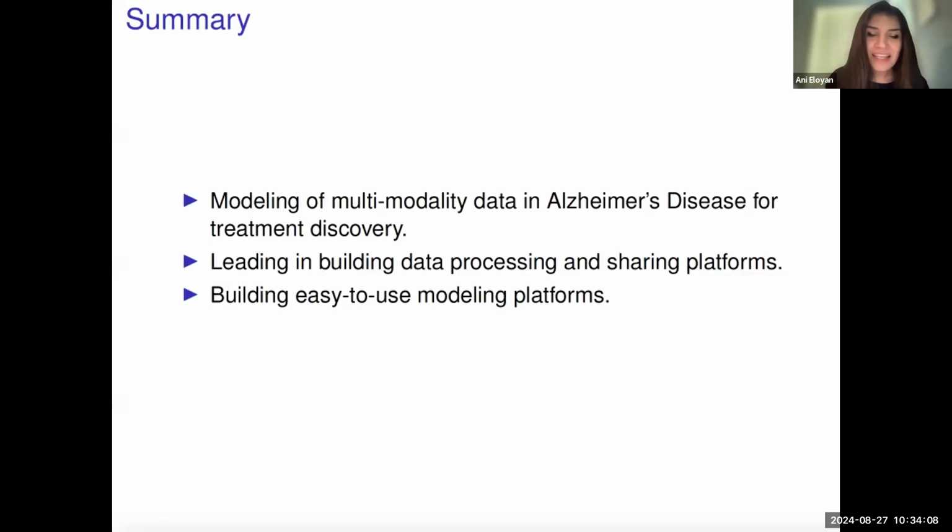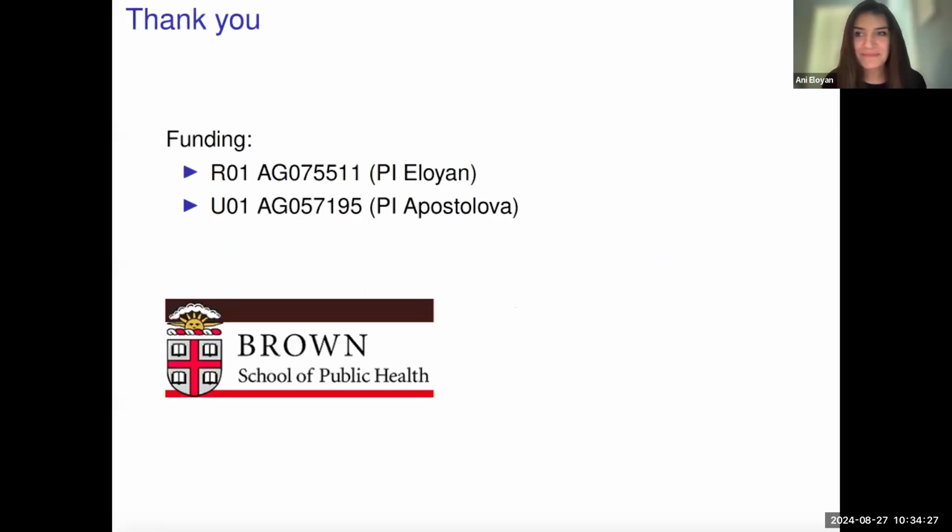And so I think we should be a part of these studies from the beginning to understand the data collection processes and questions, data integration questions, and we should be working more on building easy to use platforms. So thank you very much.